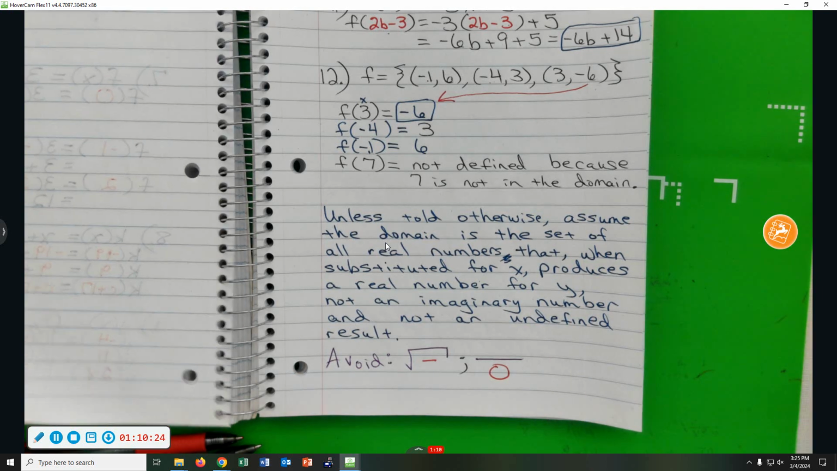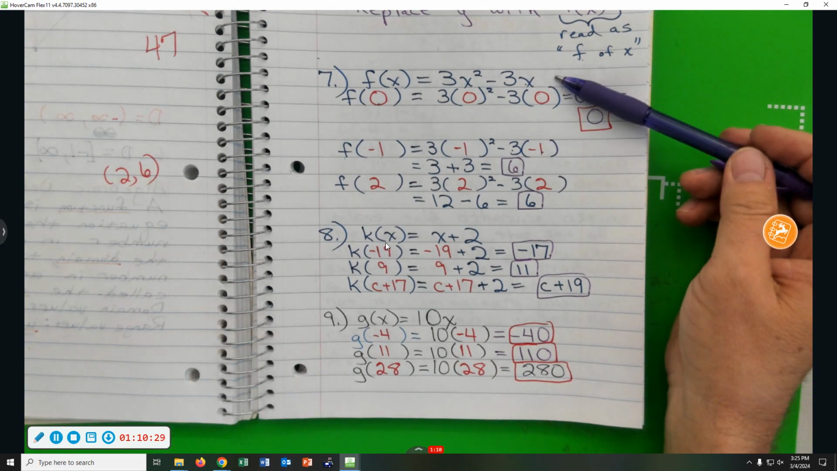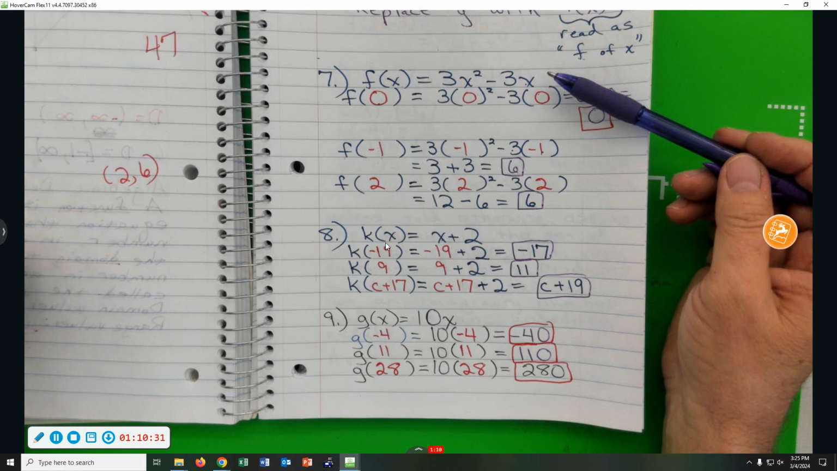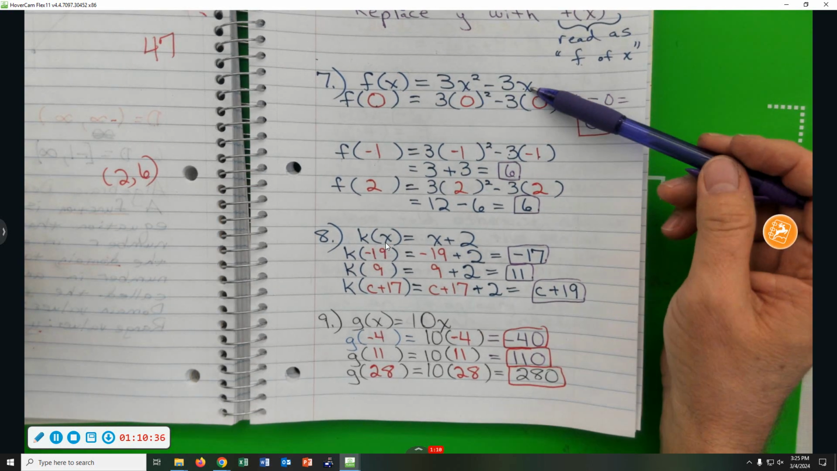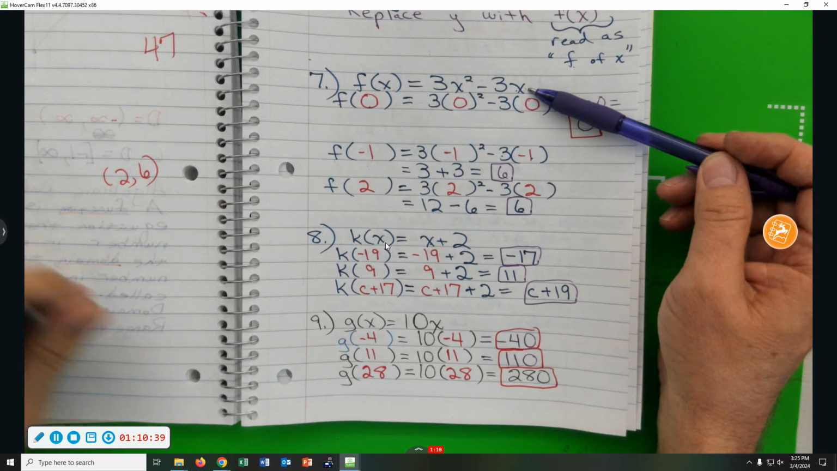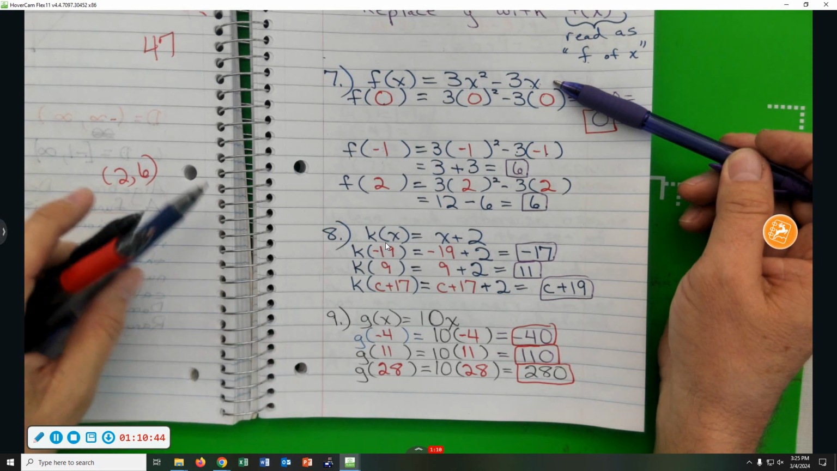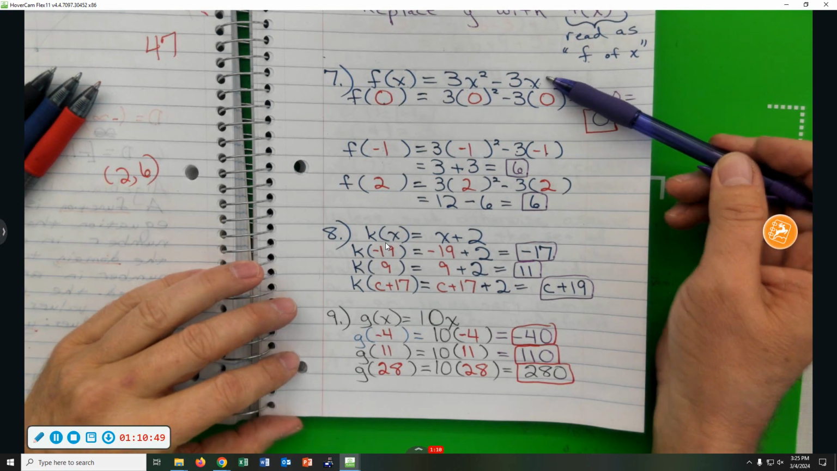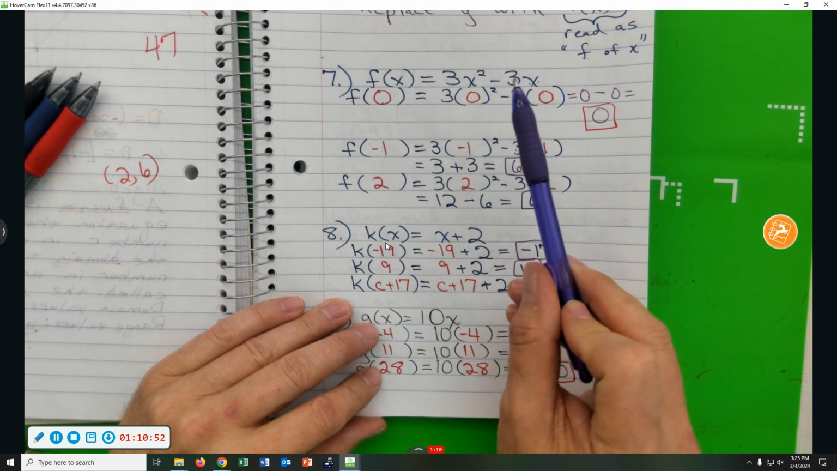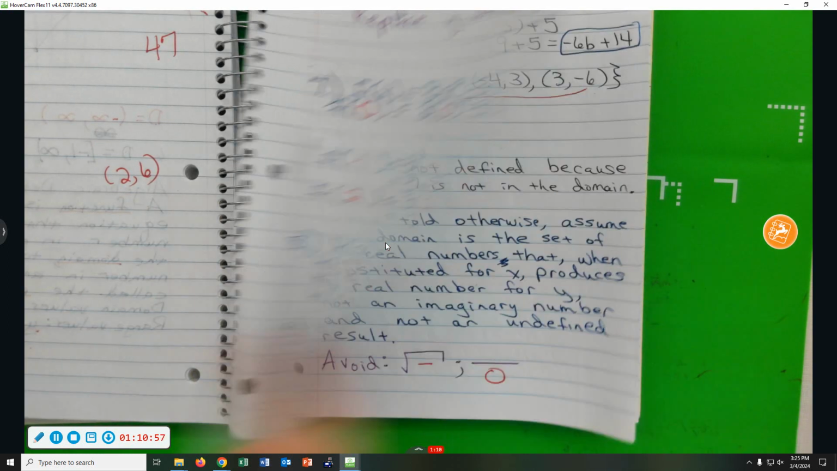Look back at this number 7. Will you ever pick up square roots of negatives? No, because there's no square root symbol up here. What about a denominator of 0? Will you ever pick up a denominator of 0? No, because there's no denominator appearing. If your function has no square roots, no fractions, unless they tell you otherwise, assume the domain is all real numbers.